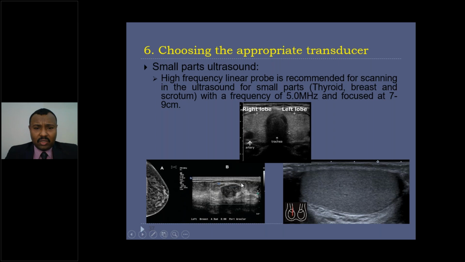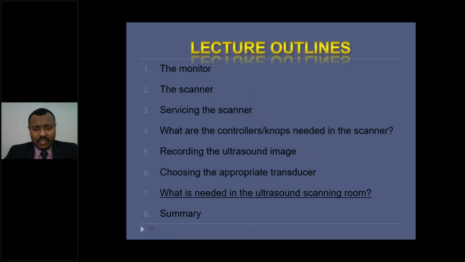There is a lesion inside the breast. It was detected by using a high frequency transducer, which is a linear transducer focused at 7 to 9 centimeters. And here, this is the right testicle as shown. And here we have the thyroid gland. Here is the trachea. This is the right and left lobe of the thyroid joined to each other by the thyroid isthmus.